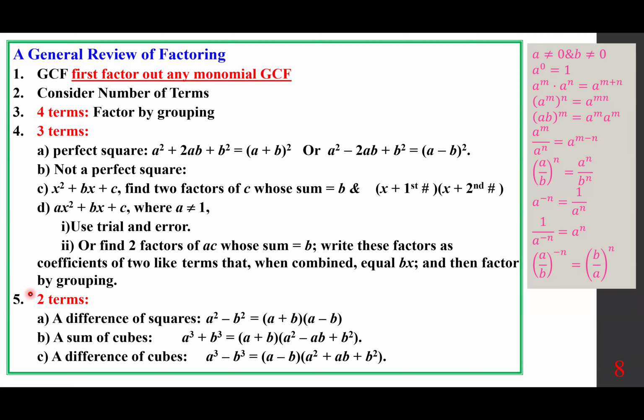What if we have 2 terms? Again, bear in mind that we have taken the GCF out. That's the very first step. So either it can or cannot be factored. If it can be factored, it's in the following form. A difference of squares. That's one of those special products we discussed in the previous page. A squared minus B squared is A plus B times A minus B.